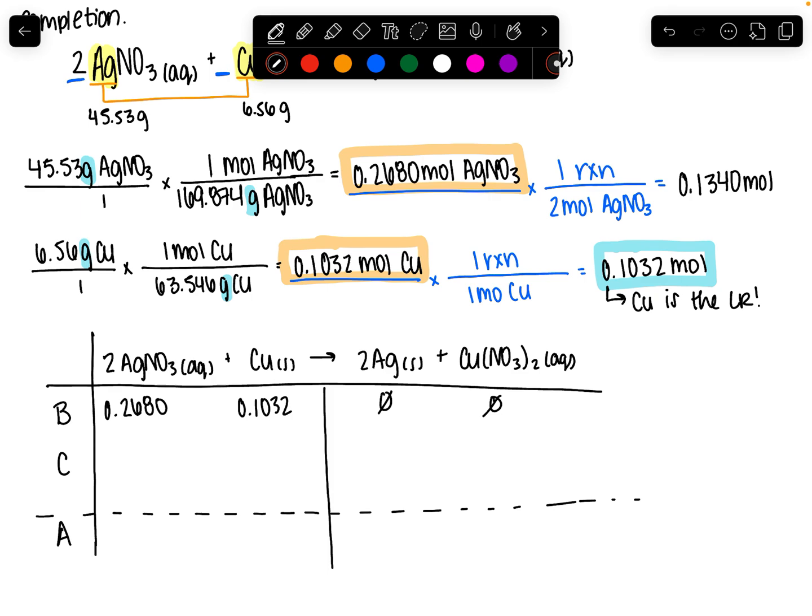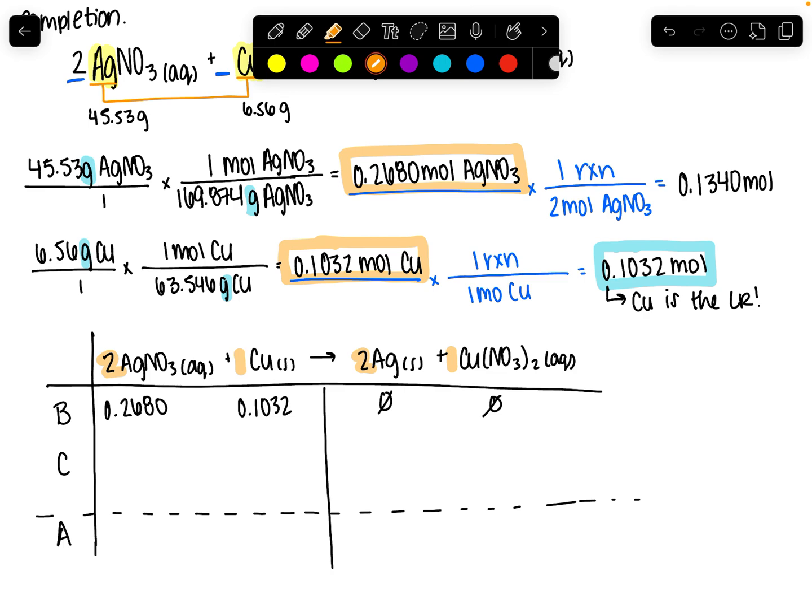All right, so now our change section. Here's really what the change section of the table is actually talking about. If you had the ideal ratio to run this reaction, you would need 2 moles of silver nitrate, 1 mole of copper, and you would produce 2 moles of silver and 1 mole of copper nitrate. I'm pulling those numbers from the coefficients in the balanced chemical reaction. However, I do not have 2 moles of silver nitrate. I have 0.2680 moles of silver nitrate. I do not have 1 mole of copper. I have 0.1032 moles of copper. So this change section is basically setting yourself a proportion.